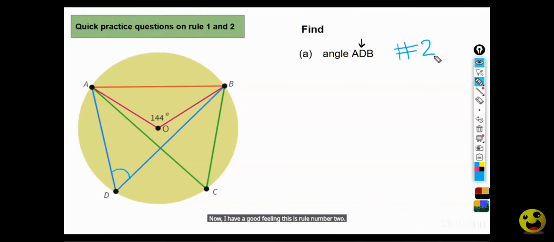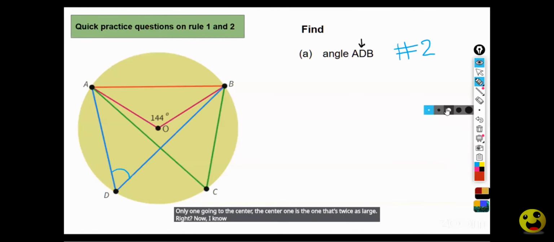If you forgot what rule number 2 is, you can just quickly turn back, obviously. Rule number 2 is the one that talks about one going to the center and one going to where? The circumference. And the one going to the center is the one that's twice as large, right? Now, I know you're not seeing the arc. The examiner won't actually highlight the arc for you.